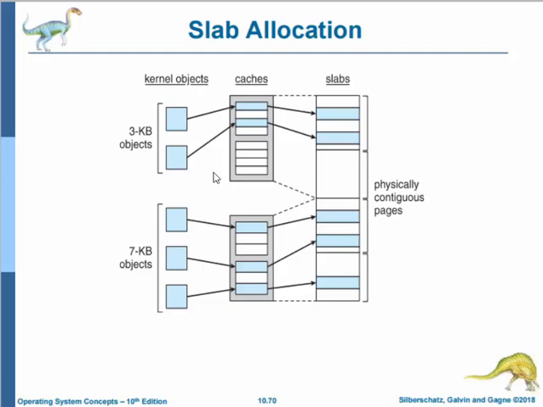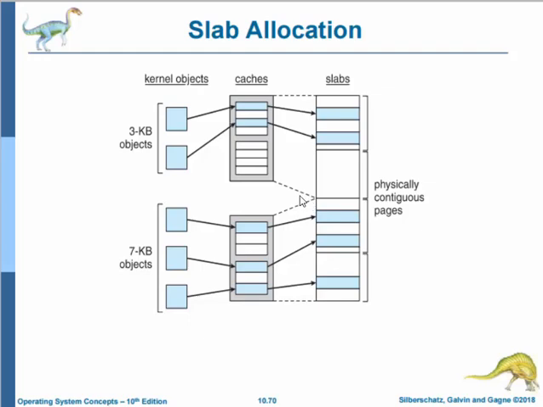Okay, so the slab allocation algorithm uses this cache to store these kernel objects, and when these caches are created, a number of objects which are initially marked as free are allocated to the cache. So the number of objects in the cache depends on the size of the associated slab. So for example, a 12 kilobyte slab made of 3 contiguous 4 kilobyte pages could store 6 2 kilobyte objects.